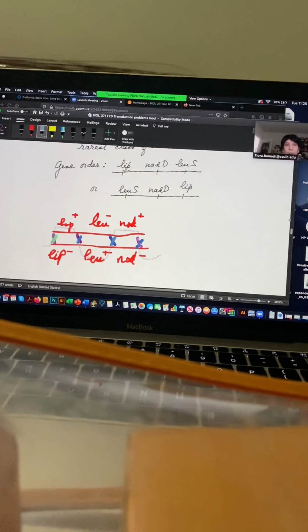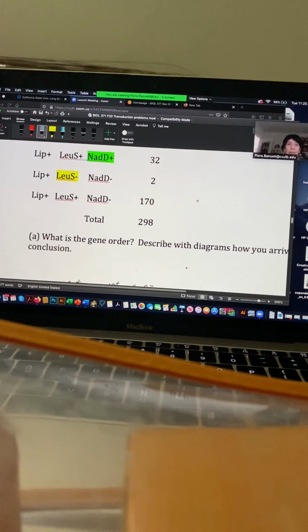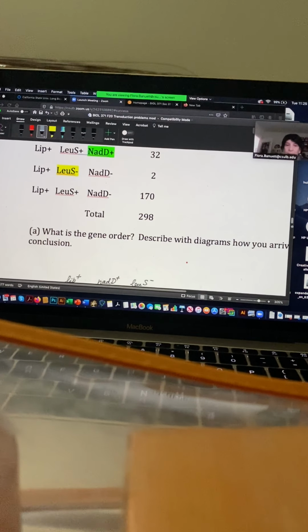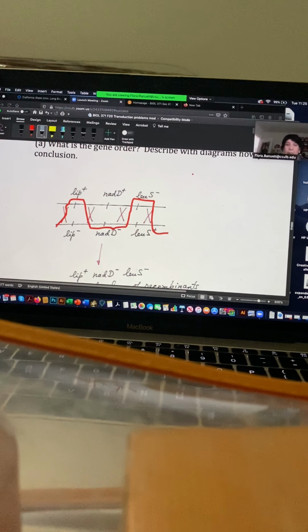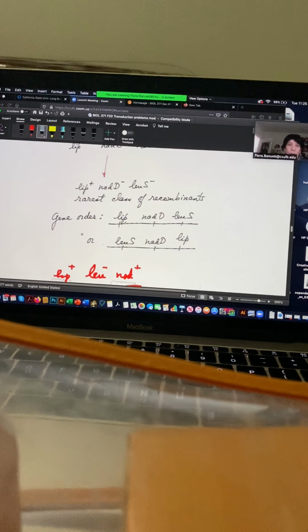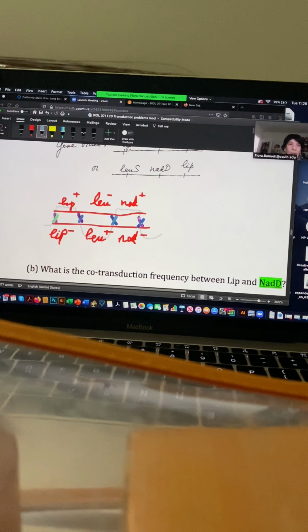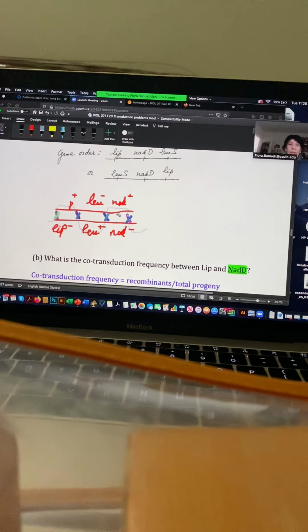And we look here, and we see that the rarest class has nad and lu minus. The class that I just drew is actually there, but it is obtained by double crossovers. So that immediately tells you that this order that I just drew is absolutely wrong. Any questions about that?